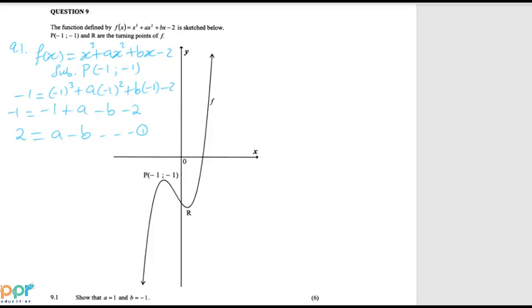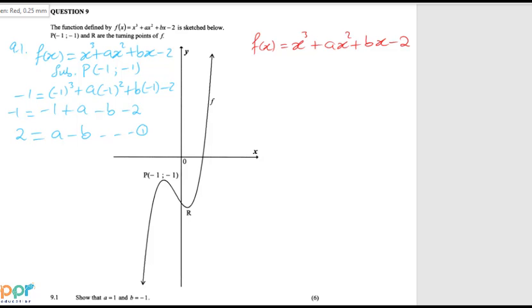Again, we come back to do the second one. I take the equation f(x) = x cubed plus ax squared plus bx minus 2 again. They gave us the point P again, but this point P is also a turning point. What do I know about the turning point? I know that I must find the first derivative, and the first derivative is the gradient. The gradient is what I will make equal to 0.